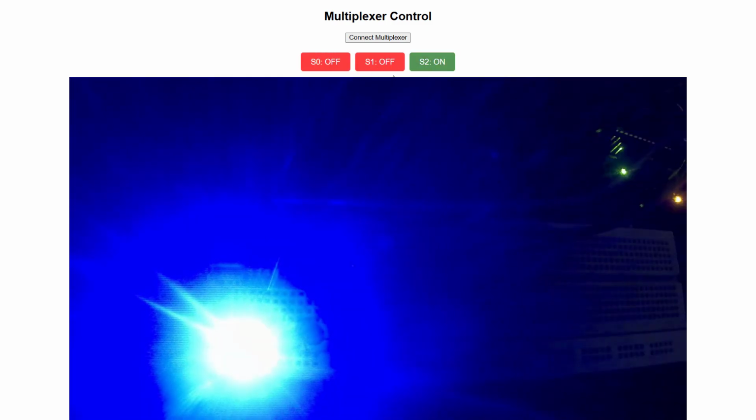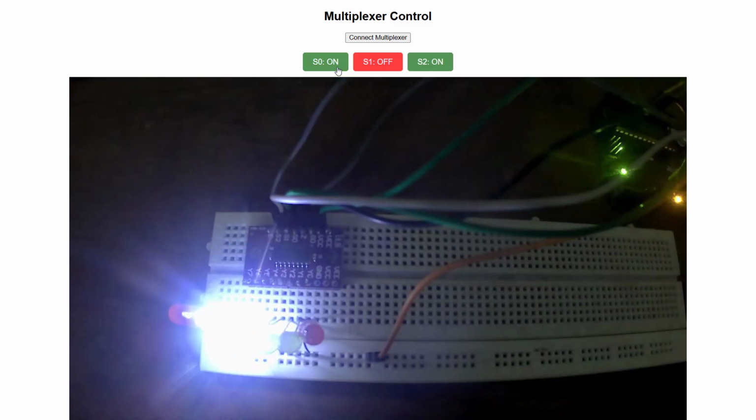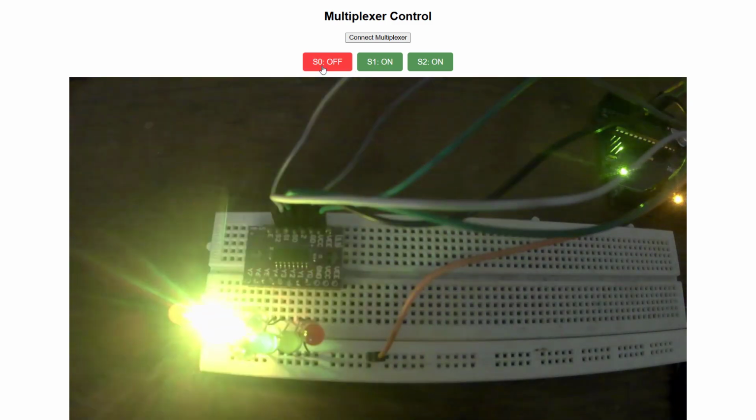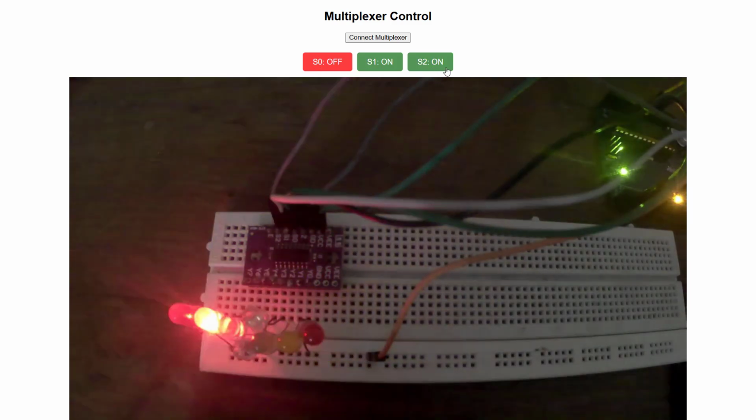There are 2 blue LEDs because I only have 6 different types of LEDs. I think the next one is a white LED. Yep. And the last one is a red LED. I also have a multicolor LED. Based on the values of the selection line, I can choose which LED turns on.